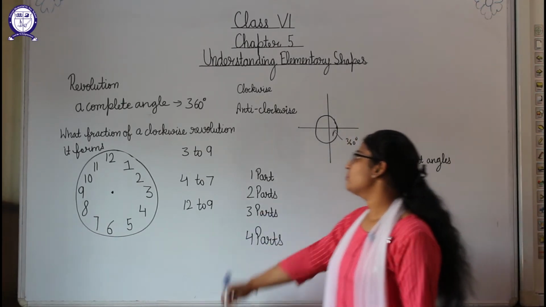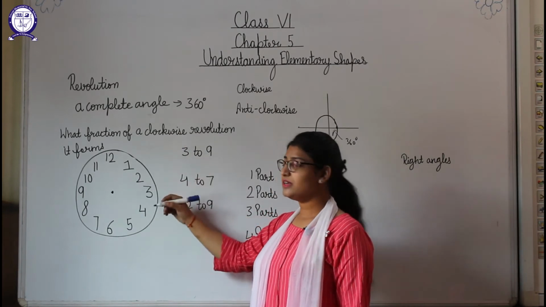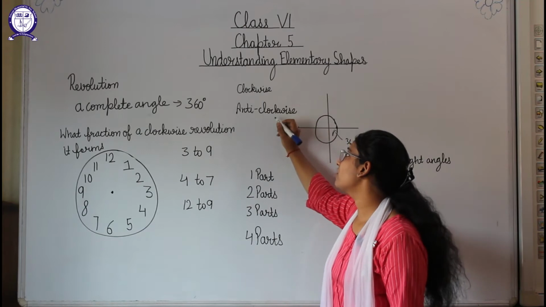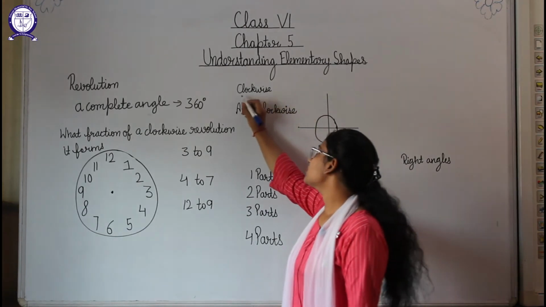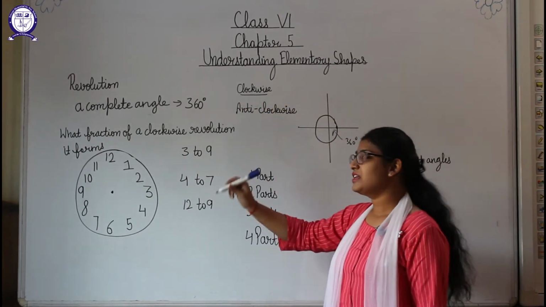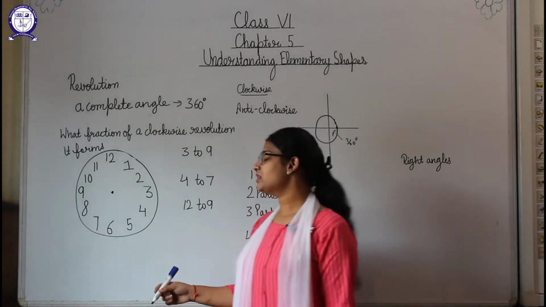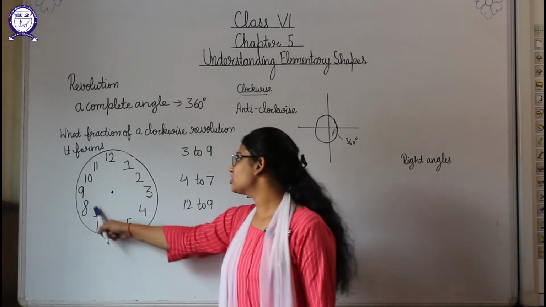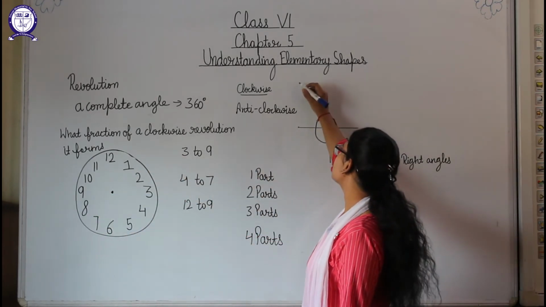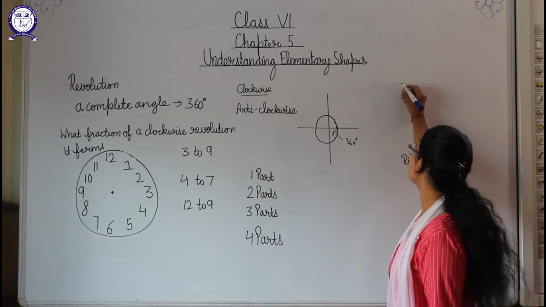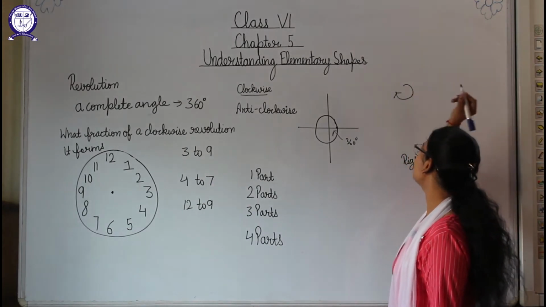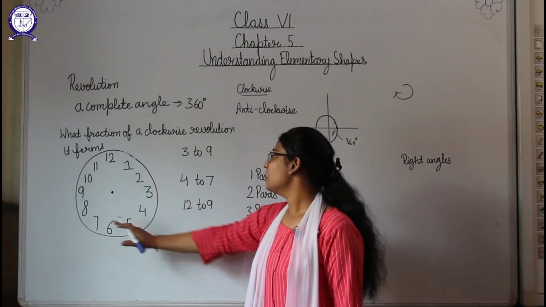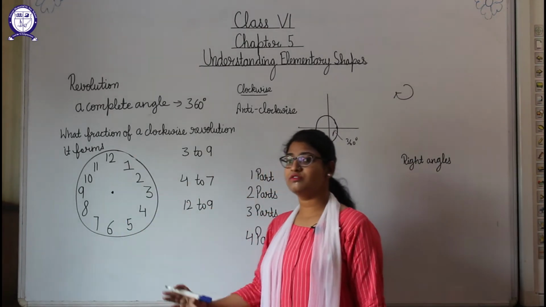Now in this we will do the questions related to the clock. So here are two directions, clockwise direction and anti-clockwise direction. Students, what is clockwise direction? You know how the hour hand and minute hand of the clock move. They move like this, in this direction. This direction is clockwise direction. When anything is moving like this, like the hands of the clock move, then it is clockwise direction.